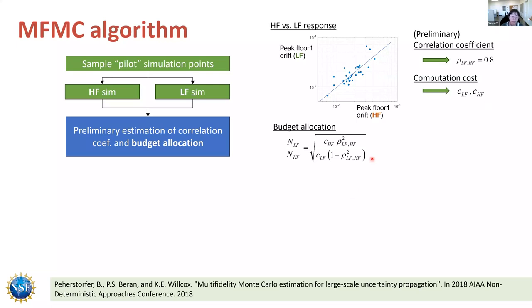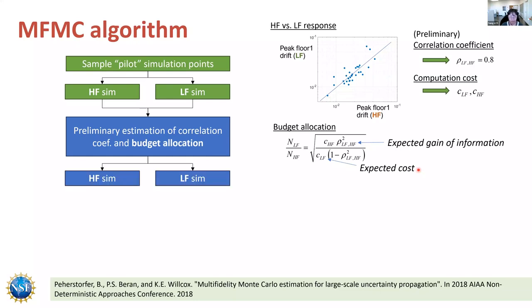And the optimal solution can be derived analytically, as a function of the correlation coefficient as well as the computational cost it takes to run the low fidelity and high fidelity models. So it's trying to balance how much gain of information we will get by introducing the low fidelity model given some expected time cost. Based on that, we assign the number of simulations and then we run this big number of simulations. This part is the most time-consuming part of the whole algorithm.